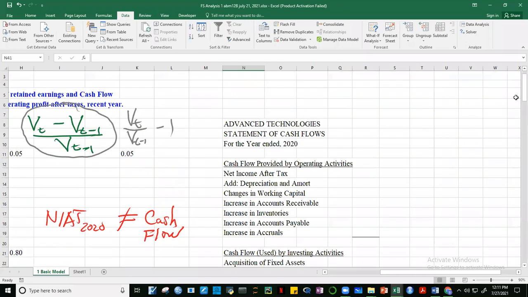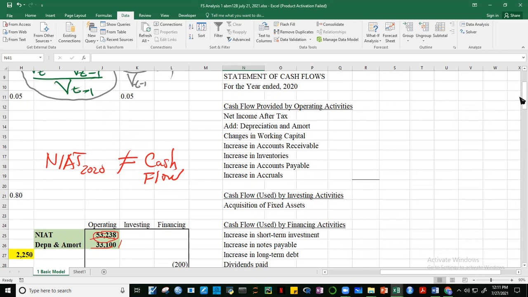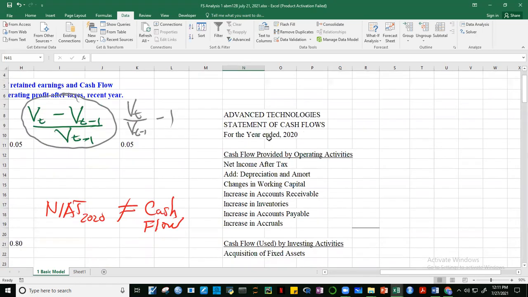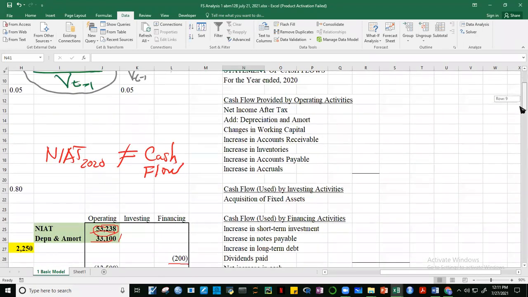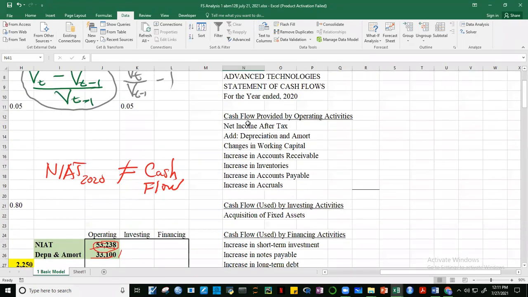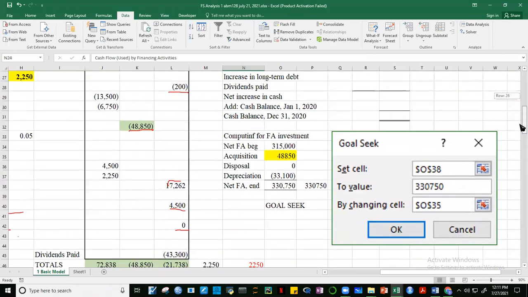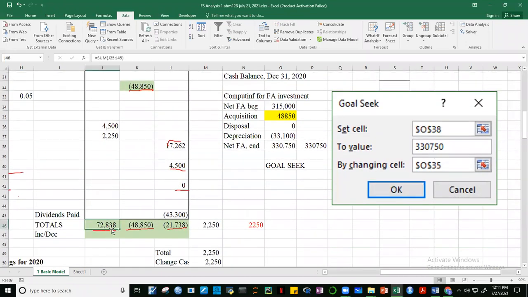And I already gave here the pro forma, yung pro forma ng statement of cash flows natin. So of course, you start with the name of the company, Advanced Technologies, statement of cash flows for the year ended. So this is a period for the whole year 2020. Then we have here three main components: cash flow provided, cash flow used, cash flow used. Bakit provided ang ginamit dito? Kasi guys, operating net cash yan, net source of cash yan. So this is the cash flow provided.